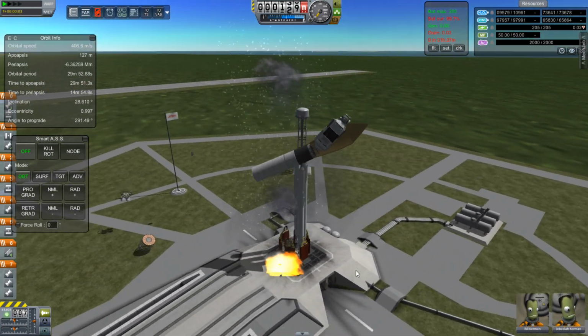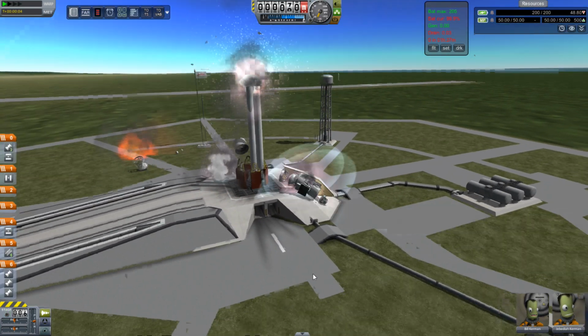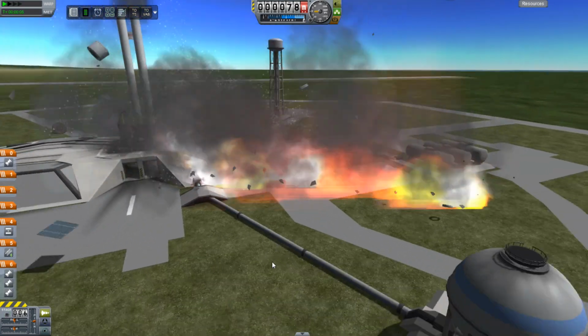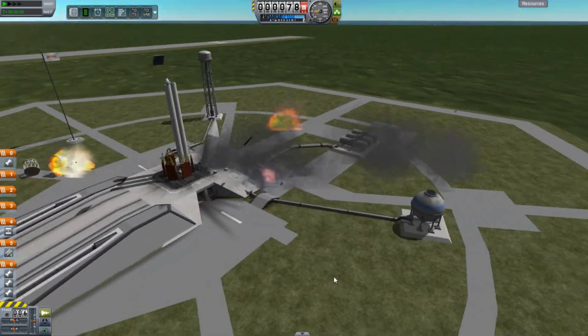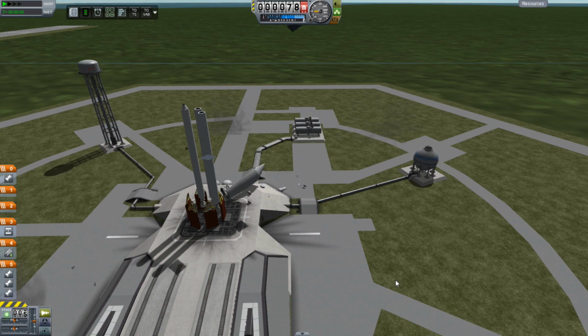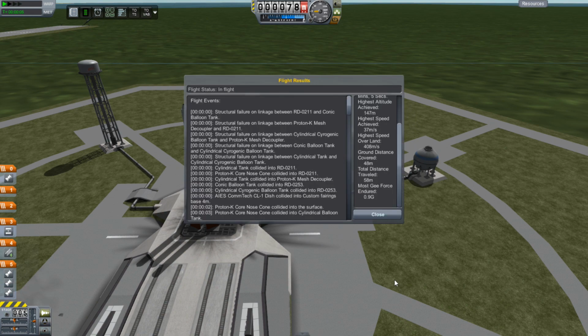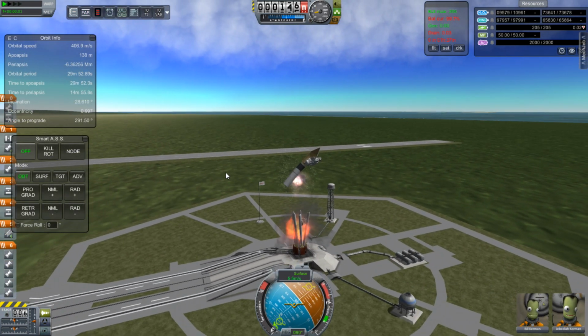Failure number 1. You can see that the payload was exposed right there. I only put on half of the fairing, so that when I went out and watched it on the launch pad, if it were wiggling or anything like that, I'd be able to see inside the fairing without needing to zoom my camera in or anything.